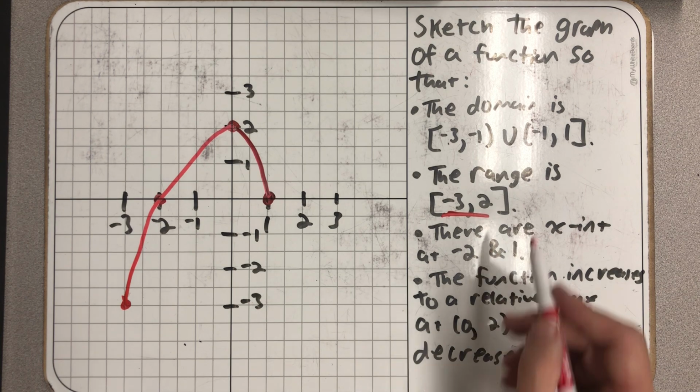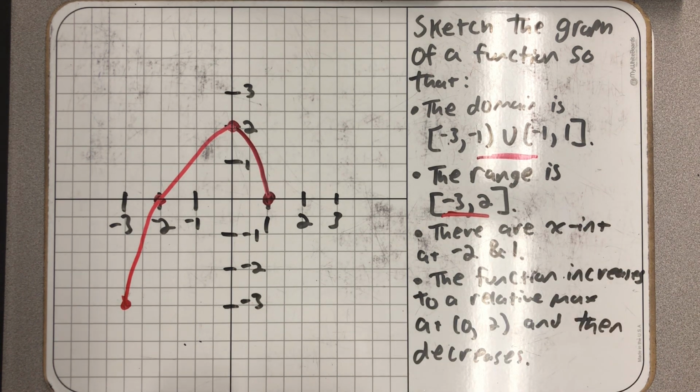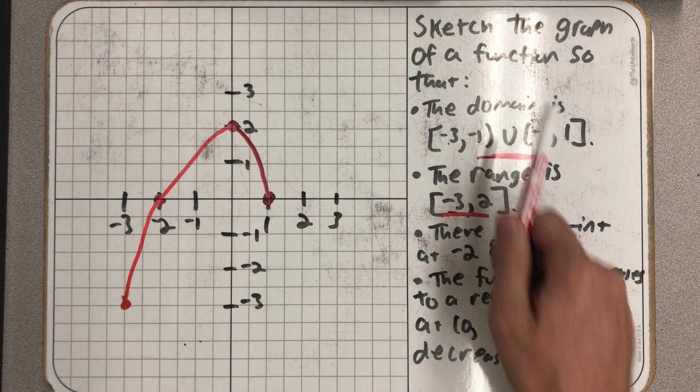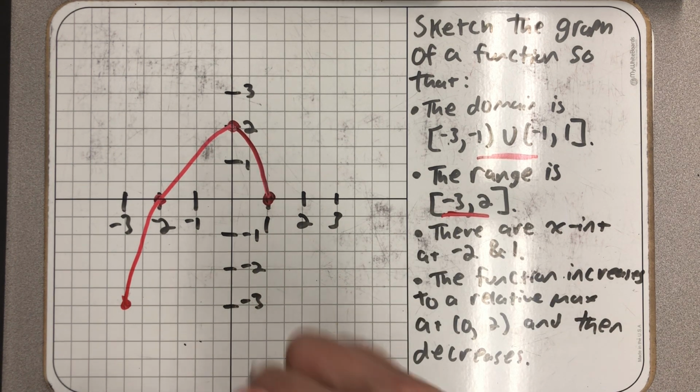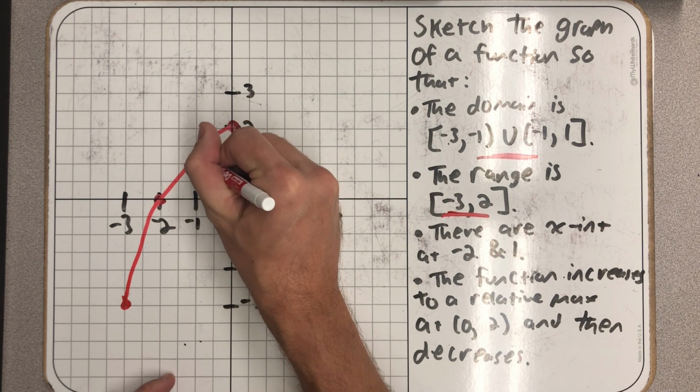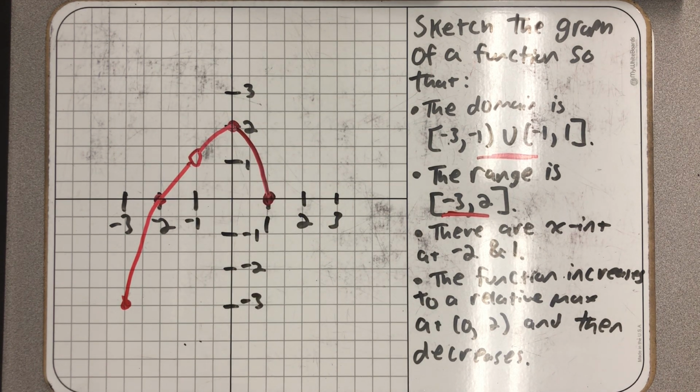I'm not quite done yet, because right now my domain includes all of the things between -3 and +1, but I'm supposed to leave out what happens at -1. So I'm going to come up here to my graph. I'm just going to poke a hole in the function. And now I have all of the properties I'm supposed to.